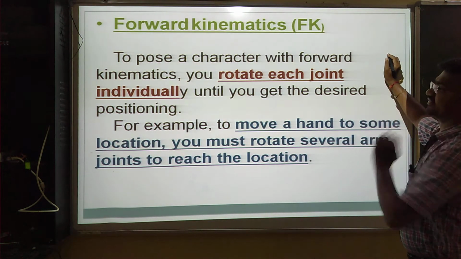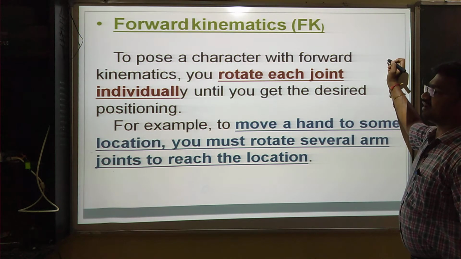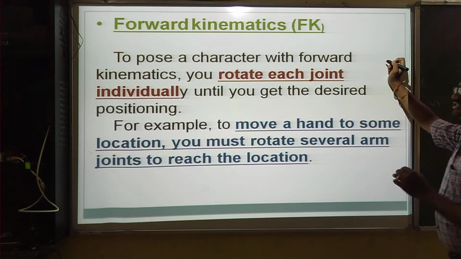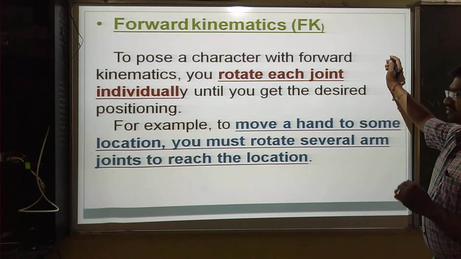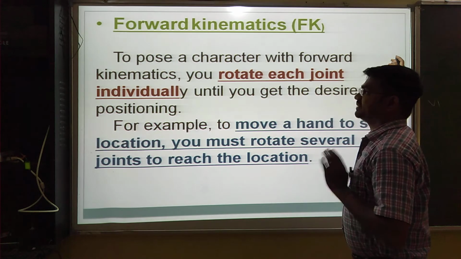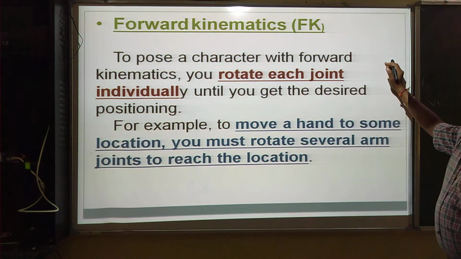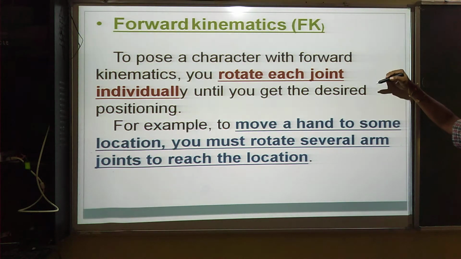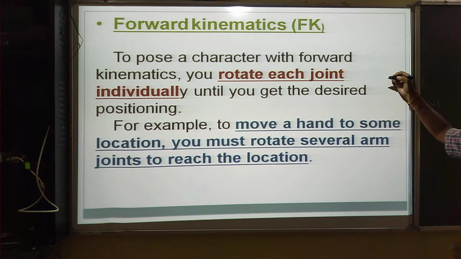Forward kinematics is called FK. With forward kinematics, to pose the character you rotate each joint individually until you get the desired posing. For example, to move the hand to some location, you must rotate several arm joints to reach the location.